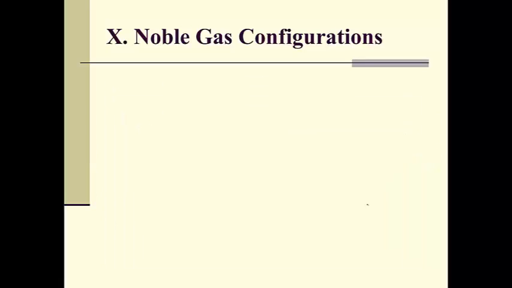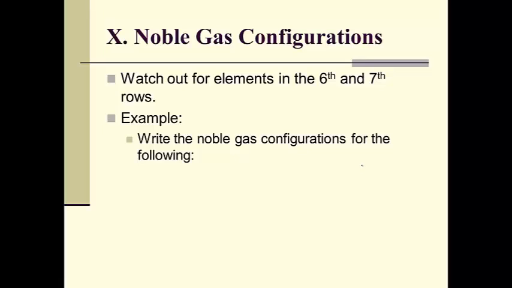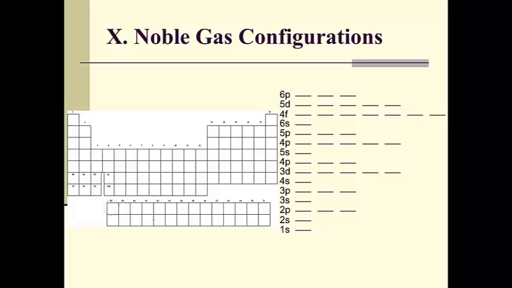Okay, now watch out for elements that are in row 6 or row 7. Write the noble gas configurations for these elements right here. So that's cerium, lead, and uranium. First one, here's cerium. We pick the noble gas in the row above it. This is not row 7, this is row 6, don't forget. So we pick the one from row 5.